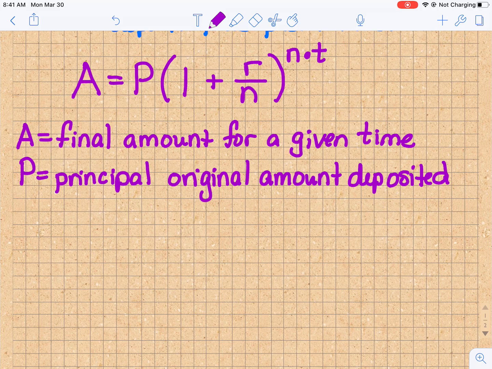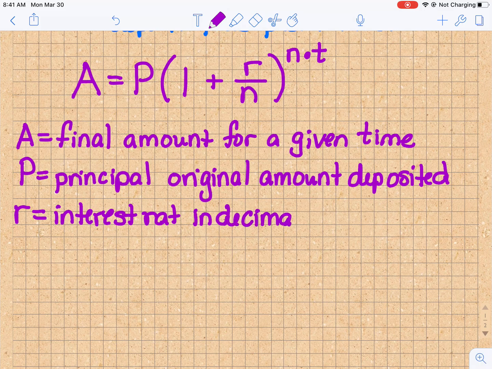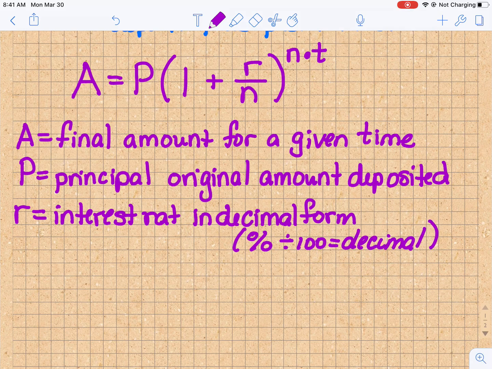Okay? R, just like in our other problems, stands for the interest rate in decimal form. So again, you have to take the percent, divide by 100, and that's going to give you your decimal. Even if there is a decimal in the percent, if you see the percent sign after it, you have to divide by 100 before you put it in the equation.